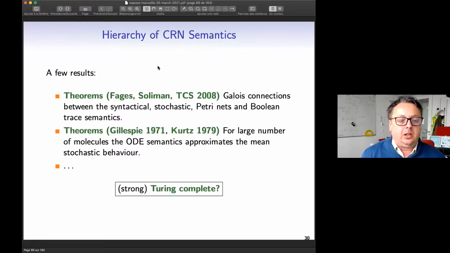So, okay, it's possible to relate all these semantics, and I mention here some of the results obtained by François Fages and Sylvain Soliman about the Galois connection between some of these semantics. But one question that was open was: is the differential semantics for kinetics for proteins Turing complete?